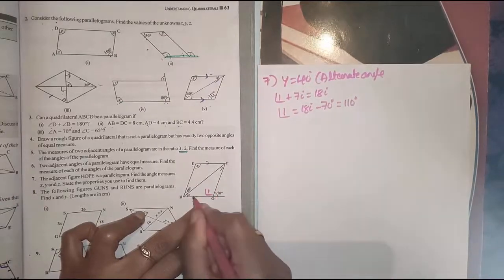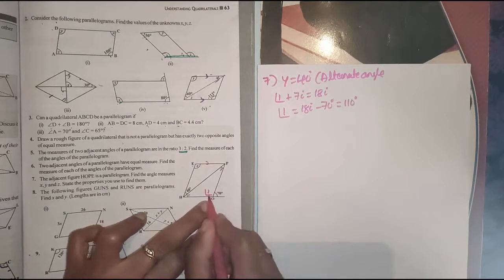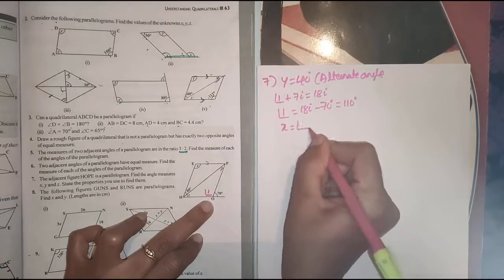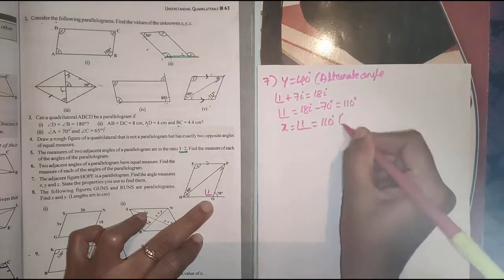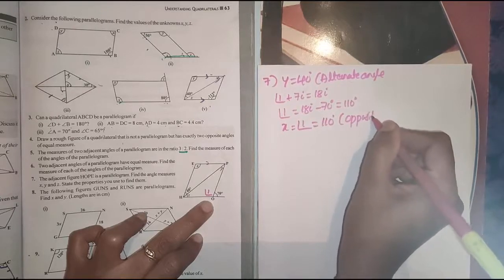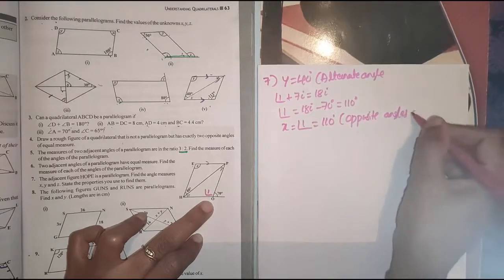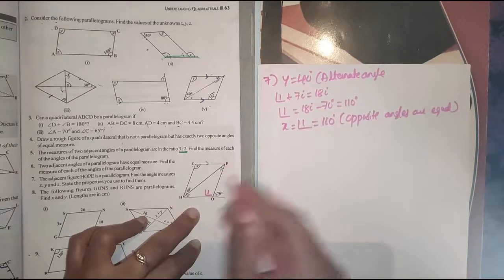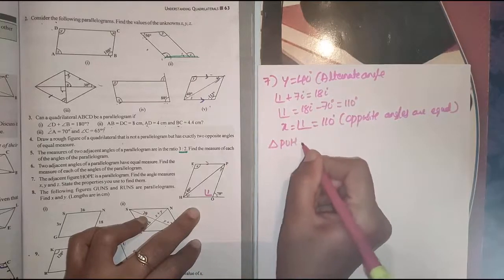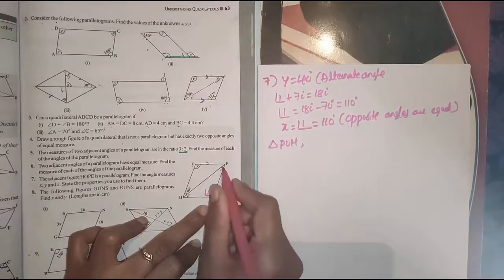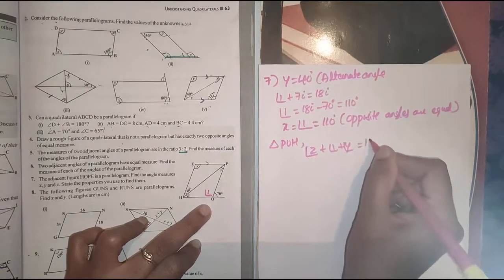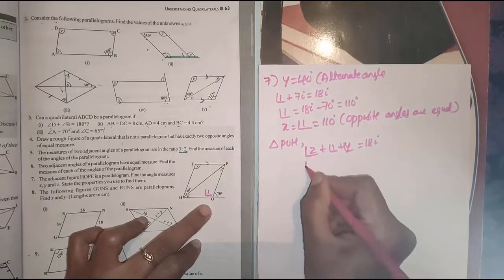So in this triangle we can easily find z. This is 110, and the opposite angle is x, so angle 1 equals x. These are opposite angles of the parallelogram. X is equal to angle 1, which is 110, because opposite angles are equal. Then in triangle POH, angle z plus angle 1 plus angle y, the sum of interior angles of a triangle, is 180. Z we need to find out.